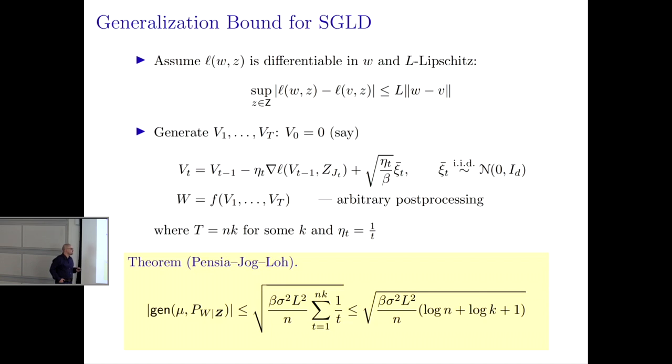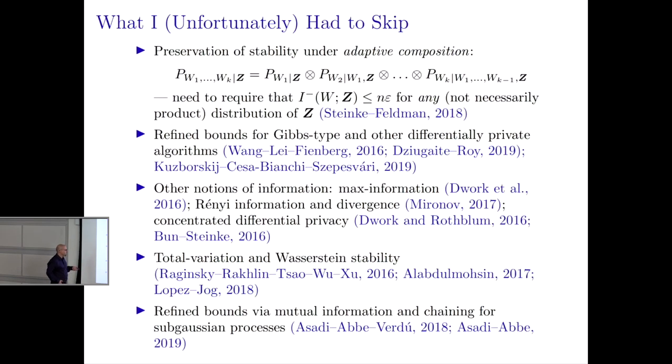All right, so I think I've bored you, tortured you with enough math. So I want to give you an idea of what I had to skip. One thing I conspicuously avoided talking about was this notion of adaptive composition, a central idea in adaptive data analysis, when you don't just run one algorithm, you reuse the same data set and possibly the outcomes of previous algorithms to run more things. Sometimes it's called selective inference in statistics.